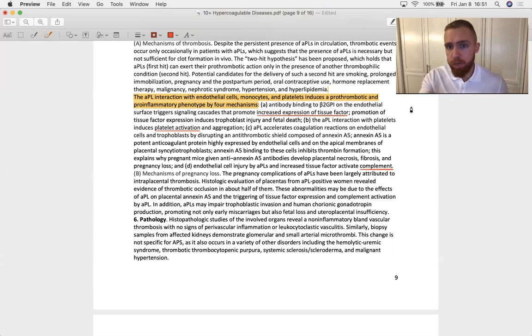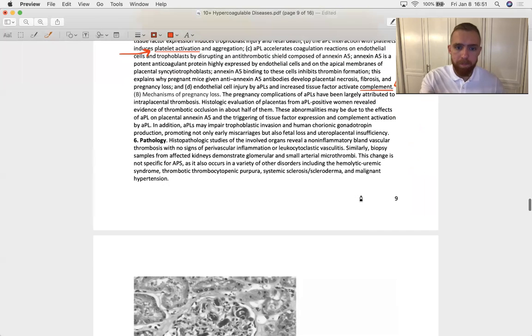Number 1, tissue factor gets upregulated. We took a look at what that can do. Number 2, platelets get activated by these antibodies because there are phospholipids in the membranes of platelets too. And number 3, complement is going to get activated by these antibodies. If they're IgG or IgM, they can activate complement and get it to aggregate on some blood cells and endothelial cells. That's really bad. Complement's going to poke a hole in those cells.